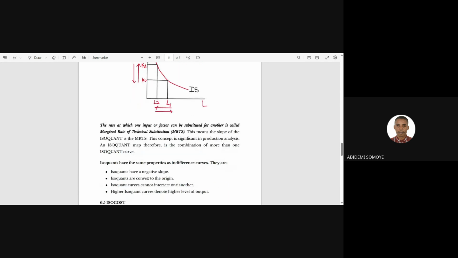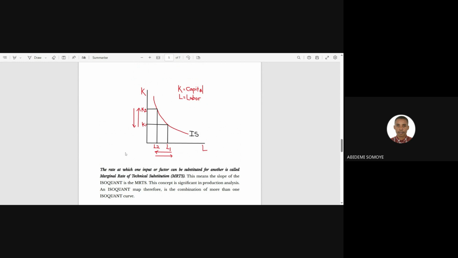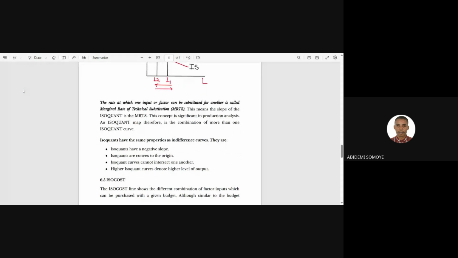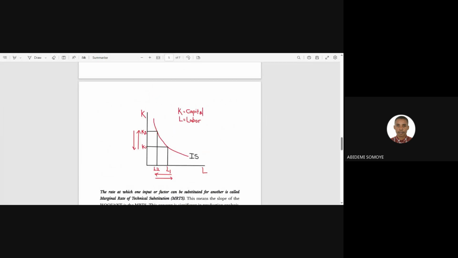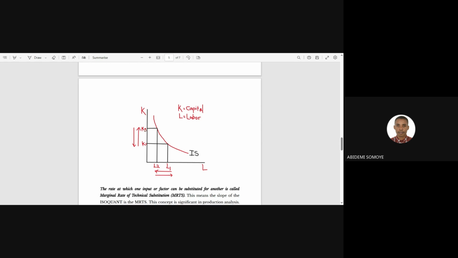Marginal rate of substitution. But for the theory of production, we call it the marginal rate of technical substitution. It's the rate at which we substitute one input for another, and those inputs are capital and labor. So what did we call the slope of the indifference curve? The slope of the indifference curve, you remember I said, is the marginal rate of substitution. And the slope of the isoquant is the marginal rate of technical substitution.